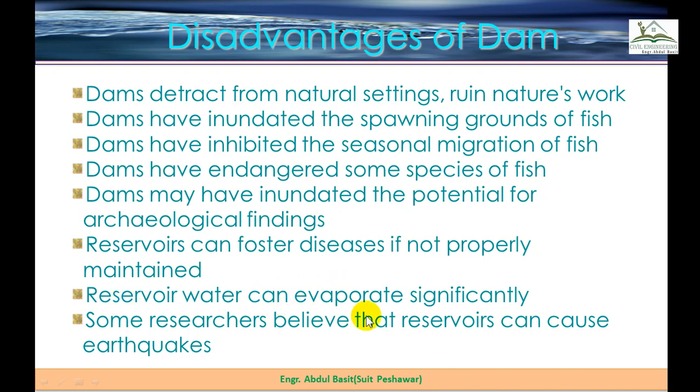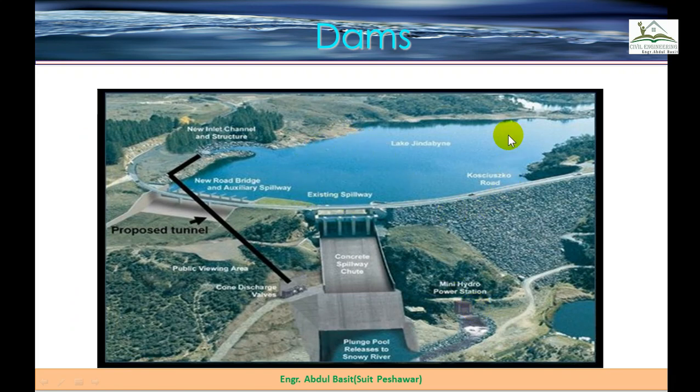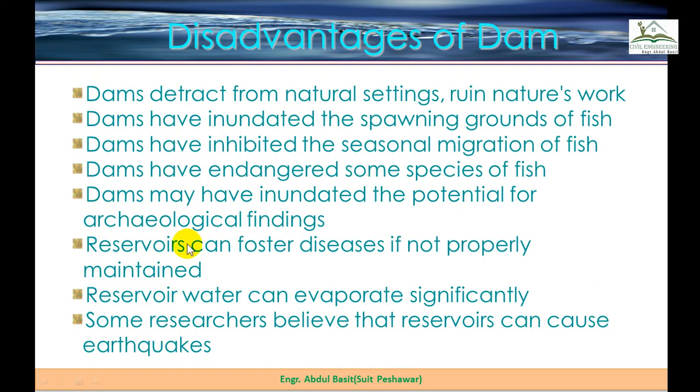Reservoir water can evaporate significantly. As you can see in this picture, the surface of the water is very wide. So more sunlight will be taken by this water and more water will be evaporated. So that should also be properly tackled. Some researchers believe that the reservoir can cause artificial earthquakes as well, or you can say can increase the tendency or probability of natural earthquakes as well, by feeding water under the surface of the ground.